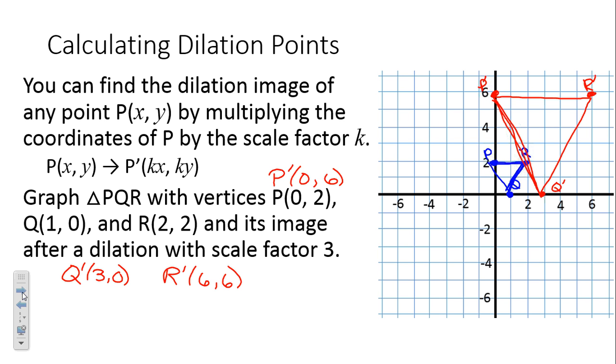Are they congruent? No, congruent means equal lengths, right? They're not congruent. What are they? Dilations. What's another word for it? Similar. They're an enlargement. So these are similar triangles.